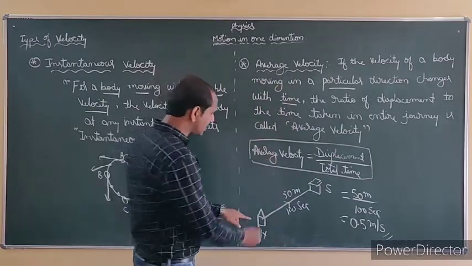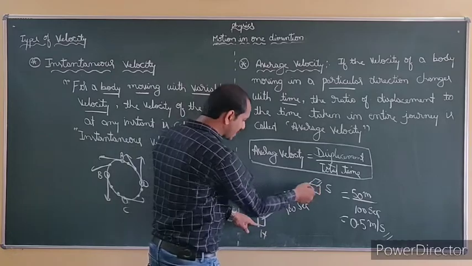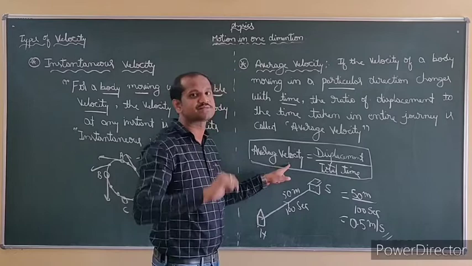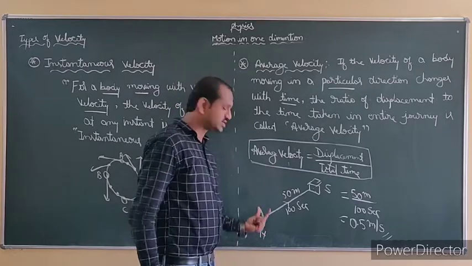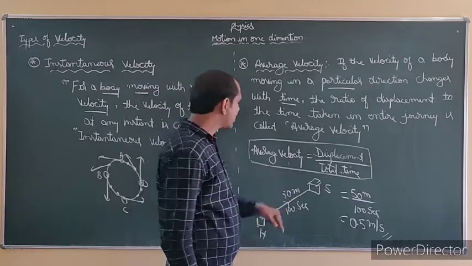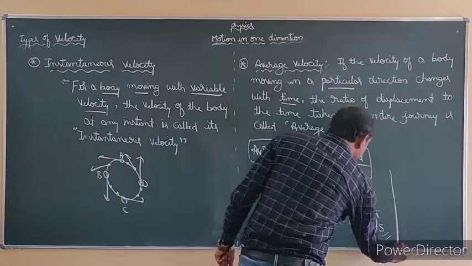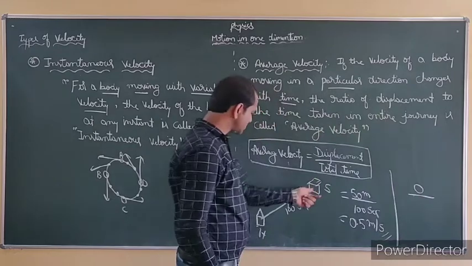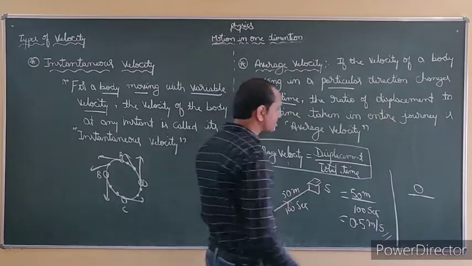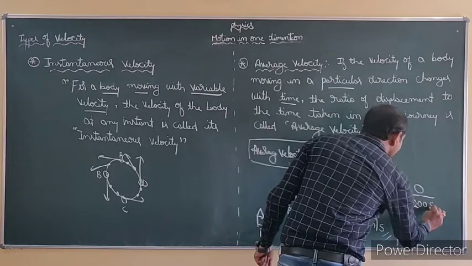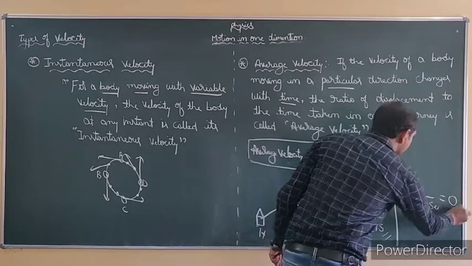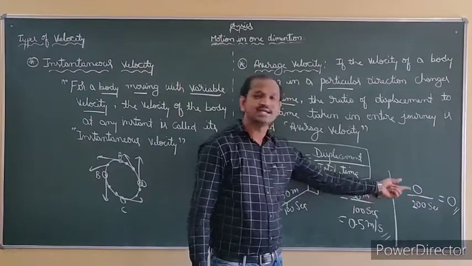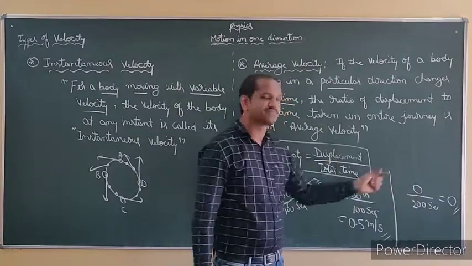Now think you went from home to school and came back from school to home in the evening. What is the displacement at that time? We know displacement is 0 because the initial position and final position are the same. So how can you find the average velocity? Going is 100 seconds and coming back is also 100 seconds, so overall it is 200 seconds. But 0 divided by anything gives you 0. So in that case, what is the average velocity? 0, since the displacement is 0.